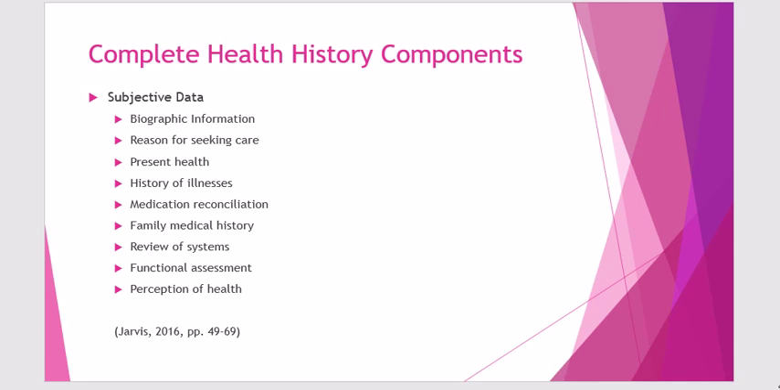The next is review of systems. This is to evaluate past and present health state of each body system and to evaluate health promotion. Next is functional assessment. This measures a person's self-care ability to perform activities of daily living such as eating, bathing, ambulating, dressing, toileting before their illness and currently during their illness.